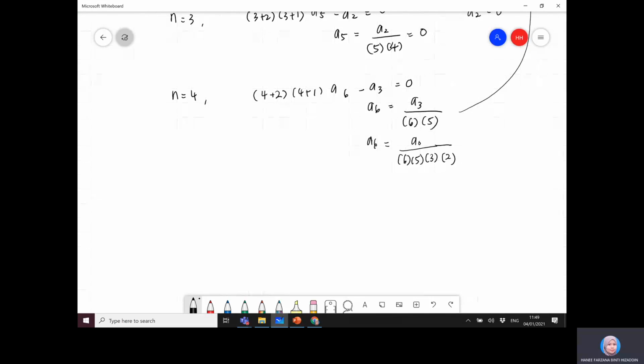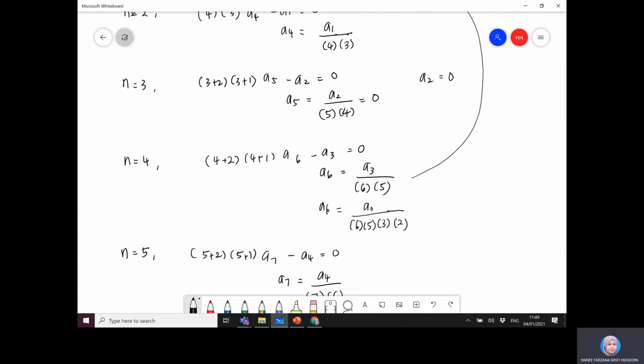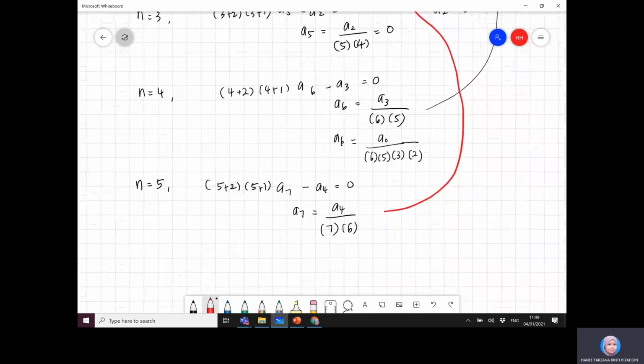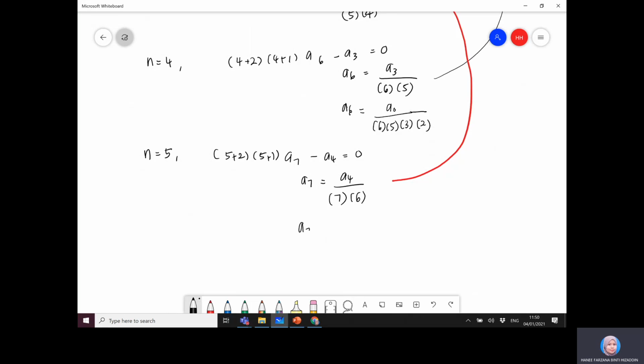Now we are beginning to see the pattern. So now when n equals 5, you have (5 + 2)(5 + 1) a7 minus a4 equals 0. So you have a7 equals a4 over 7 times 6. So do you have any relations on a4? Yes, you do. So you know that this a4 is equal to a1 over 4 times 3. So you write that down. So a7 equals a1 divided by, you just bring this one, and then 4 times 3.